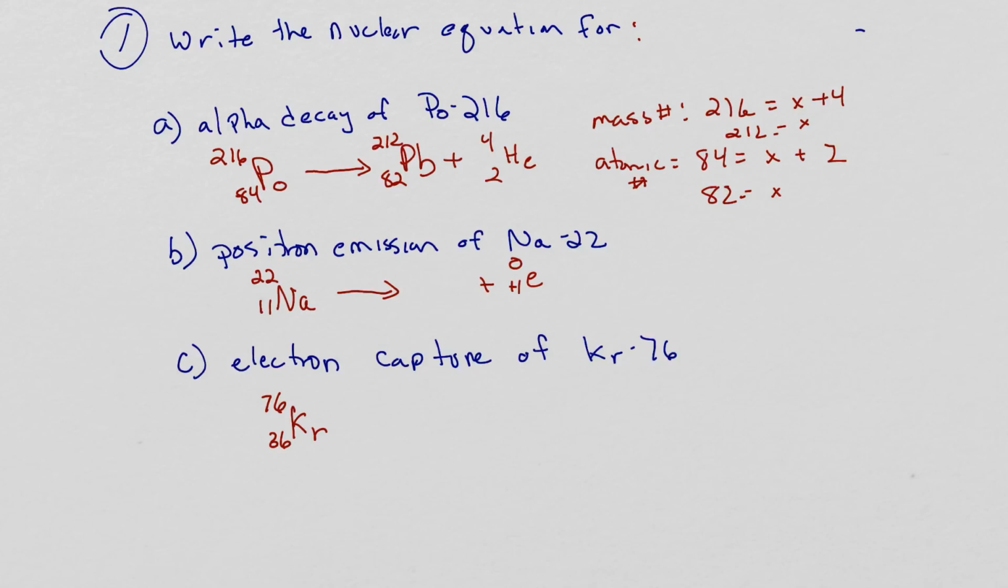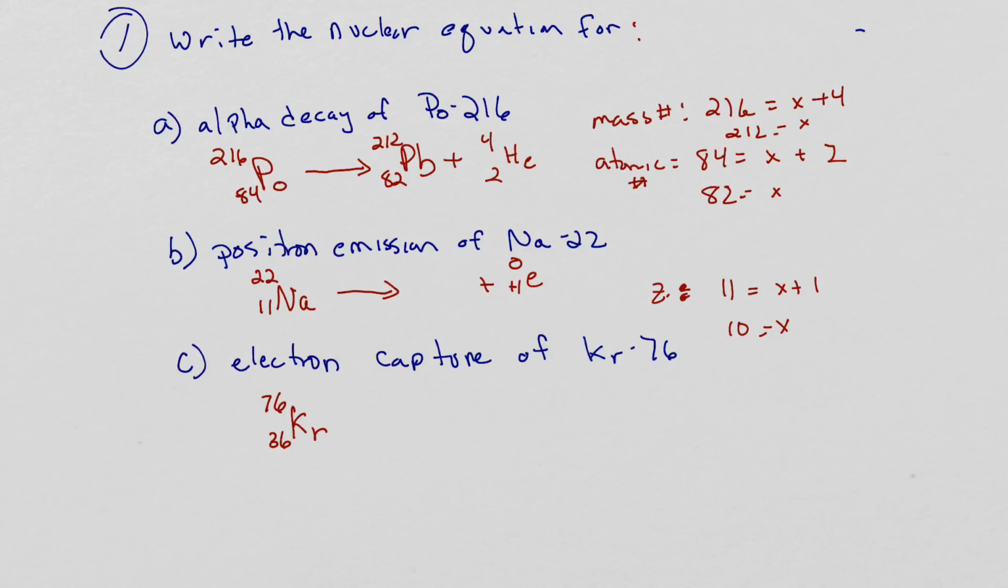Okay. So I know, again, my atomic number, my Z here. It's 11 on one side equals x plus 1. Gotta write it right here, sorry. x plus 1. And so x has to equal 10.